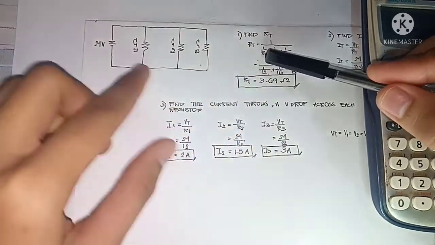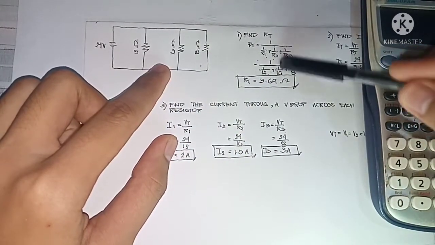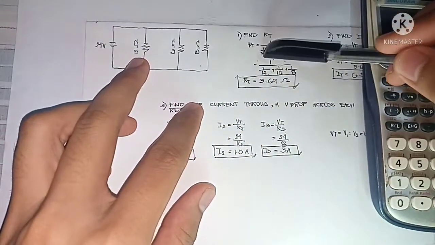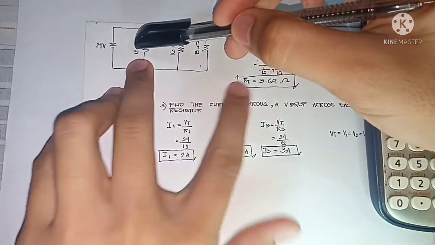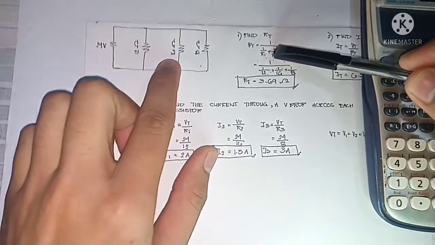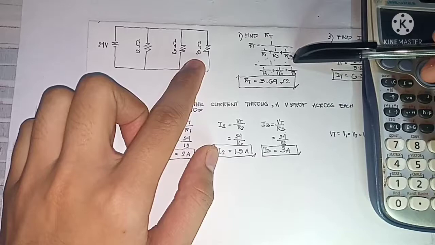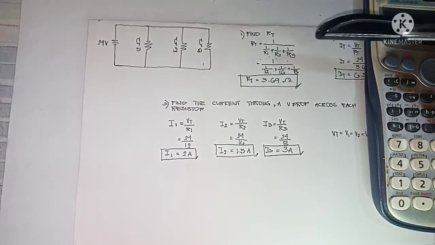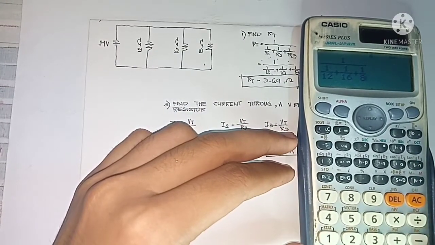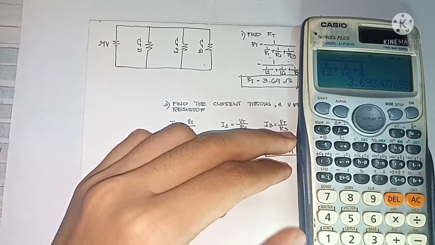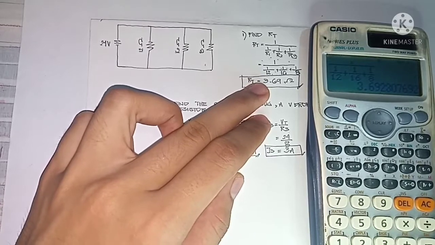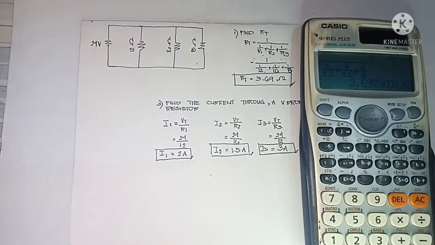Since R1 is equal to 12 ohms, R2 is equal to 16 ohms, and R3 is equal to 8 ohms. Now let's solve it in a calculator. Now you will get the total resistance in this parallel circuit problem, which is equal to 3.69 ohms.